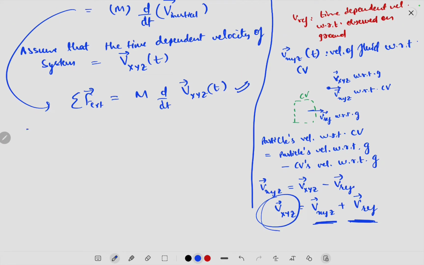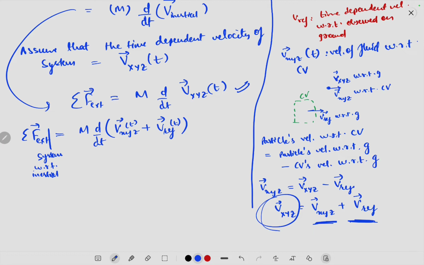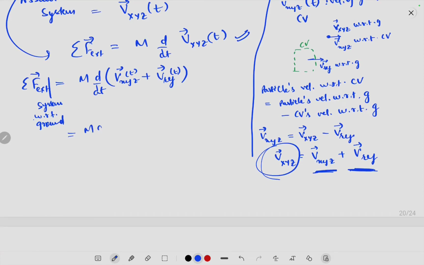Okay, so let's write it. The summation of external forces equals m d by dt of (v small xyz plus v reference), where v small xyz is a function of t and v reference is also a function of t. This summation of external forces is the net external force on the system with respect to an inertial frame, and here I have taken ground as the inertial frame. So this becomes m d by dt of v small xyz, which is a function of t, plus m d by dt of v reference, which is again a function of t.